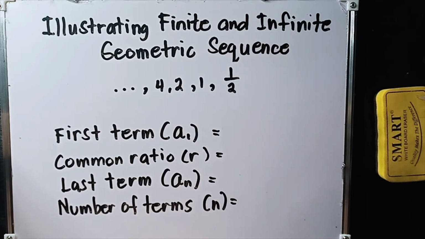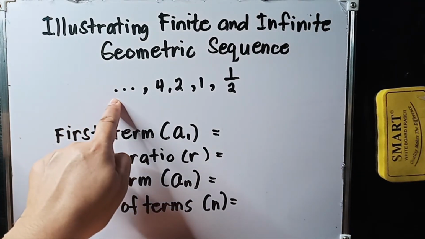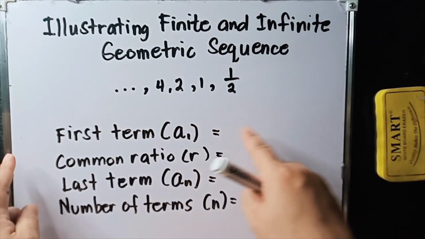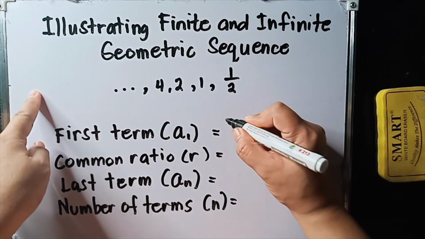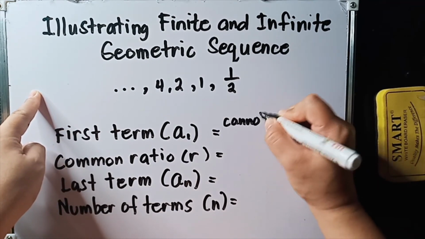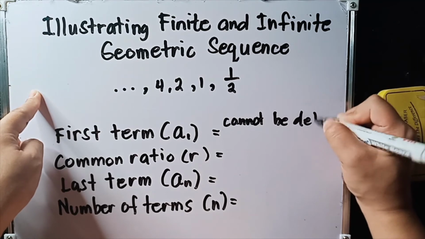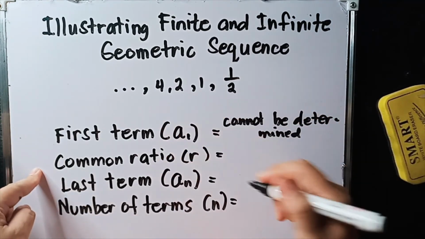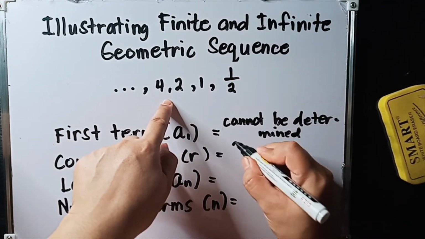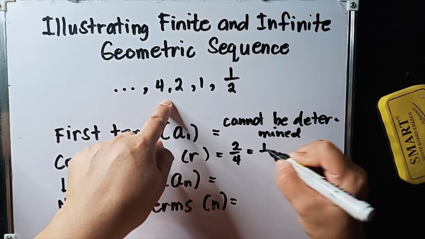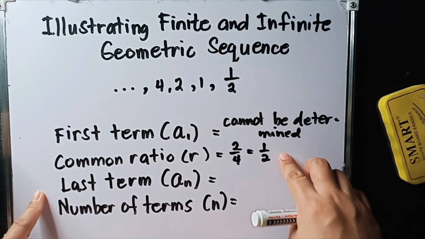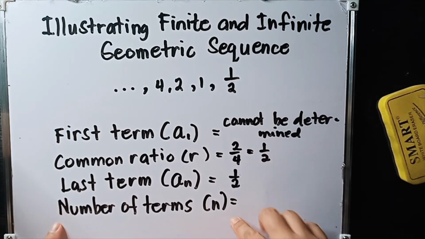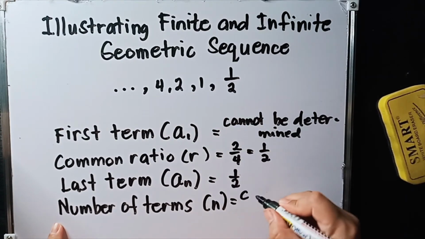Let's deal with the next example. We have 4, 2, 1, 1/2 extending from infinity. What is the first term? We cannot determine our first term. How about the common ratio? We can take 2/4, or simply 1/2. So 1/2 is the common ratio. How about the last term? The last term is 1/2. The number of terms cannot be determined.